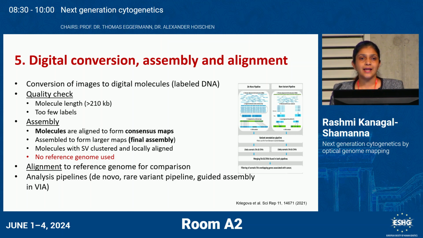So there are different analysis pipelines. We used to have the de novo pipeline that was more appropriate for constitutional disorders because you could go down to 500 base pair level when it's present at sufficient, almost heterozygous, allele burden. But for cancers, the rare variant pipeline, where you can go down to 5,000 base pairs, but you can detect 5 to 10% allele burden. Now the guided assembly is emerging, which is mixing the advantages of both.